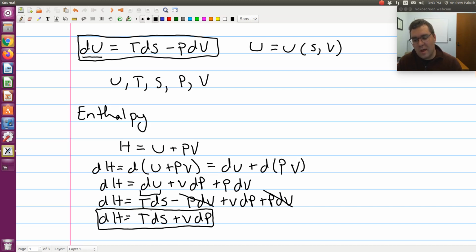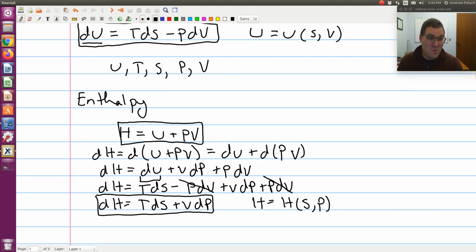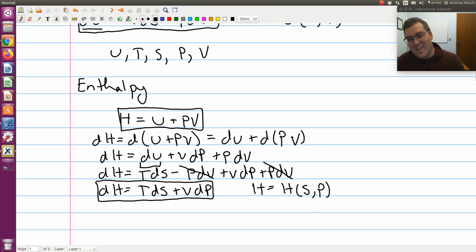So H has as its natural independent variables S and P, as compared to U, which has natural independent variables of S and V. Cool. H we have defined for convenience. It is a convenience function. It's not a fundamental property. It's just a new quantity that we define in terms of the 3 fundamental quantities U, P, and V. Okay, cool. All right, so that's enthalpy.